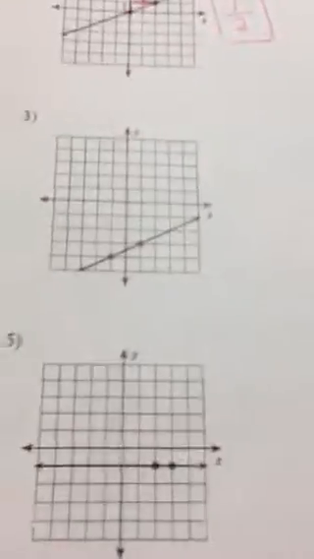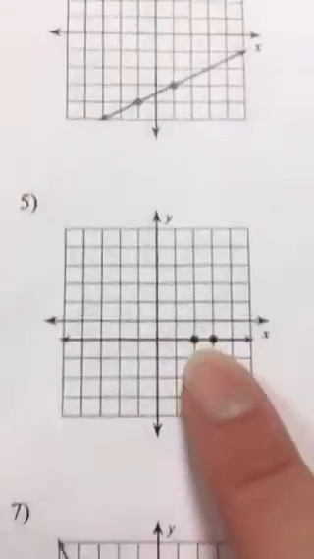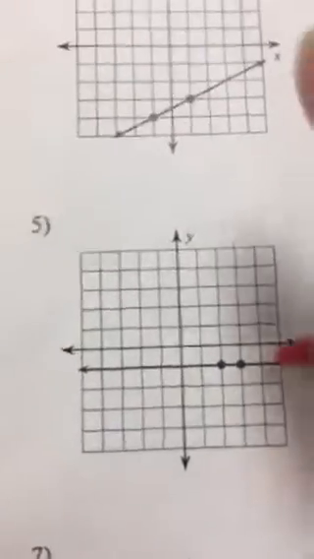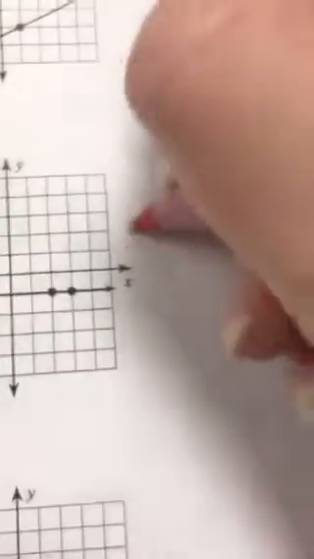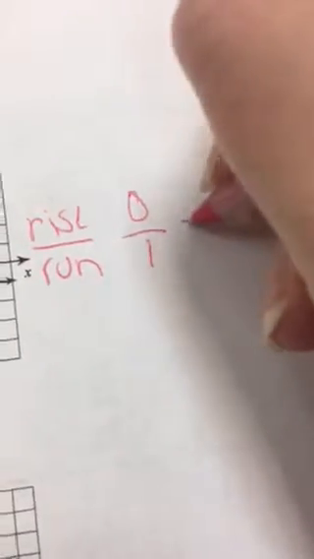Now looking at number 5, if you're familiar with slope dude, you should know that number 5, since a line looks like this, it's going to be a 0 slope. But the reason is because slope is equal to rise over run. So I look at my 2 points, well, I'm rising 0 and I'm running 1. 0 divided by 1 equals 0. So that's why it's a 0 slope.